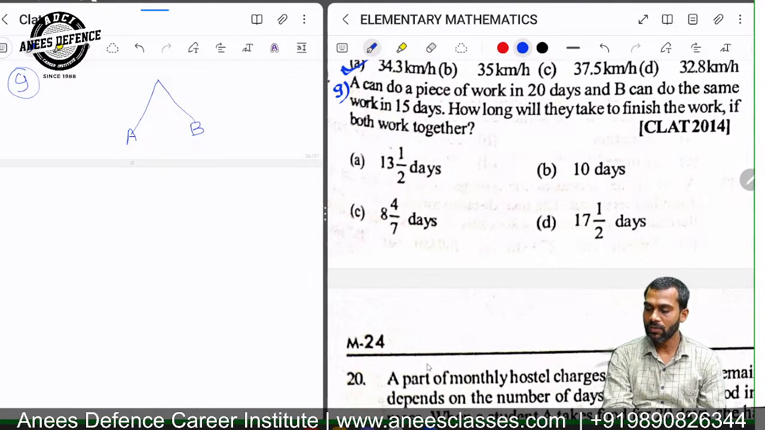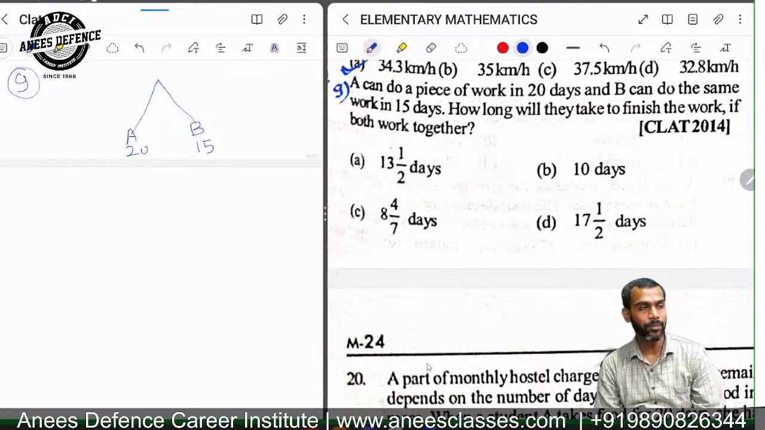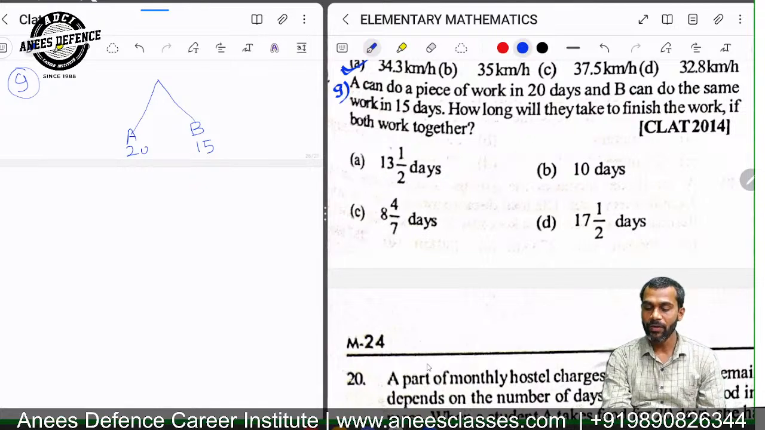The number of days required for A to finish the work is 20 days, so I am writing 20 here. And then for B, it is 15. So what is the LCM of 20 and 15? Tell me. What is the LCM of 20 and 15? 60. What is the efficiency of A?